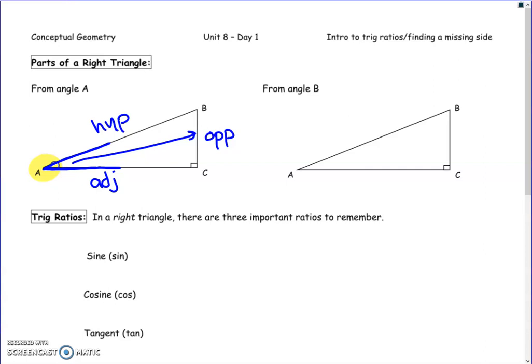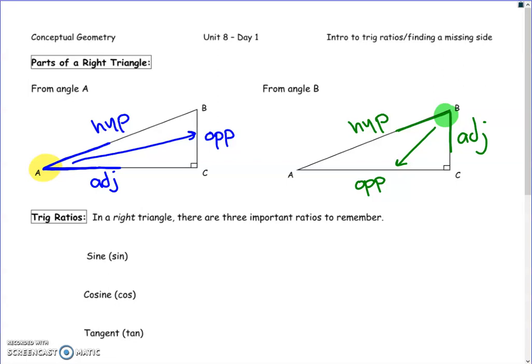So in the triangle on the right, it says from angle B. So now we have a different perspective. Here's my angle B. Well, now if you look across the triangle, the opposite side's on the bottom. So it changed from the one on the left. Now the nice thing about the hypotenuse is that the hypotenuse always stays the hypotenuse. And then as we described in the other triangle, the angle is always made up of hypotenuse and adjacent. So now adjacent is over here.